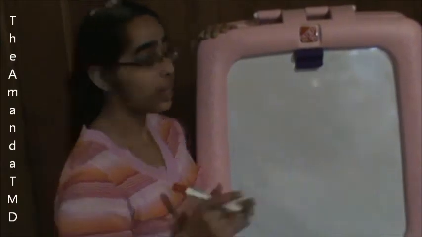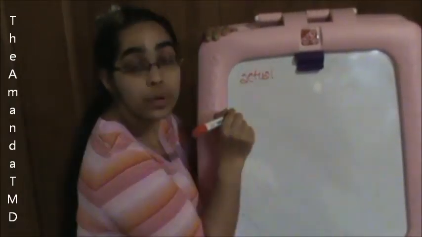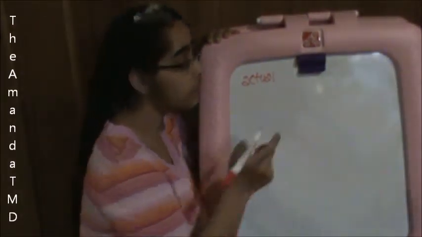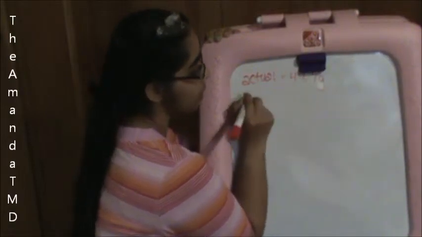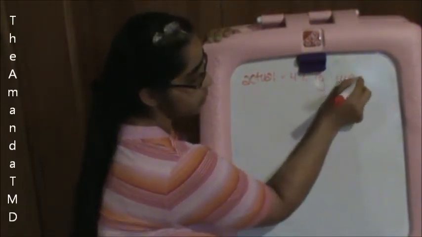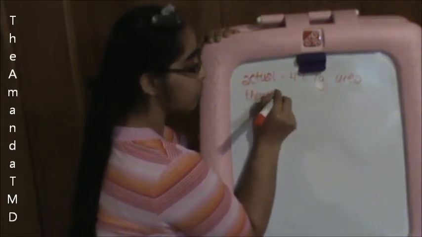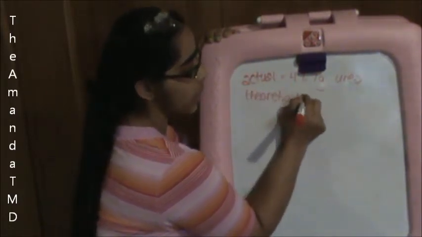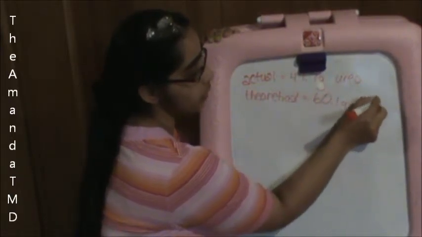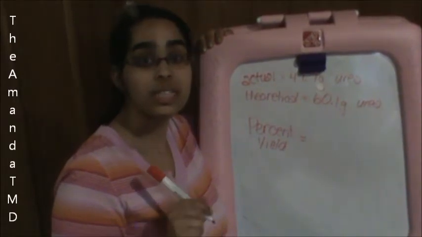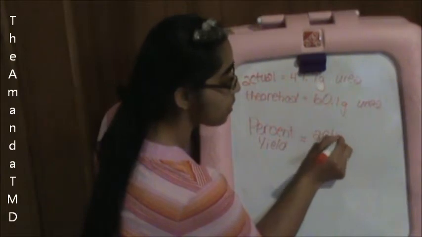So let's have a quick recap. My actual was gotten from the question, which was 47.7 grams of urea. For my theoretical, it came to 60.1 grams, once again of urea. So my percent yield is equal to my actual yield over my theoretical times 100.